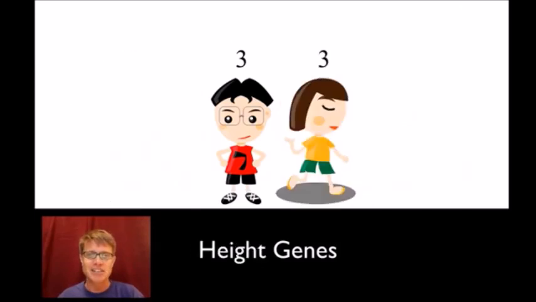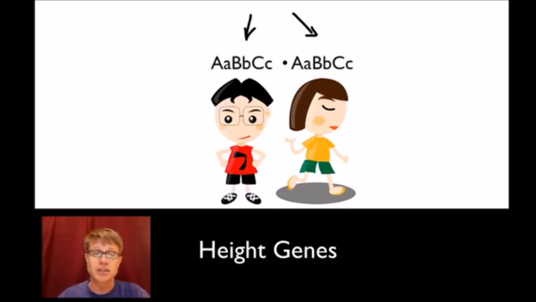So let's say we take a boy and a girl who each have 3 height genes. And let's say they grow up, they have kids, and let's figure out what their kids are going to be. What do I mean by 3 height genes? Well, this is going to be for height genes A, B, and C. He has 3 of the tall genes, and she has 3 of the tall genes. Now, if he were big A, big A, big B, big B, big C, big C, he'd be really tall, but he's not, because he just has 3 of those.